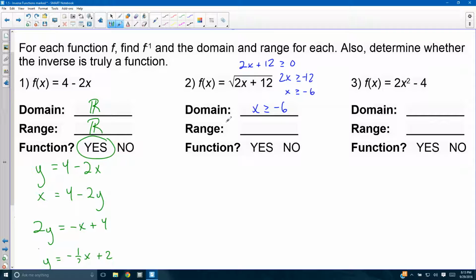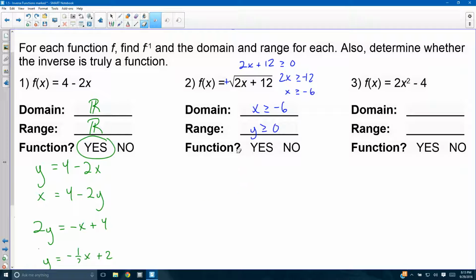Range is a tricky one to work with when it comes to this kind of stuff, but if you understand where your vertex is in this sense, if I substitute negative 6 into here, I'll get 0 out, not only inside the square root, but also for y, for f of x. And it goes upward because this is a positive, so y will be greater than or equal to 0. Feel free to graph it if you may, but this is a square root graph that would be looking like this right here in some fashion.